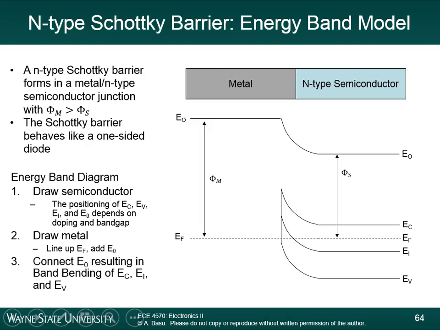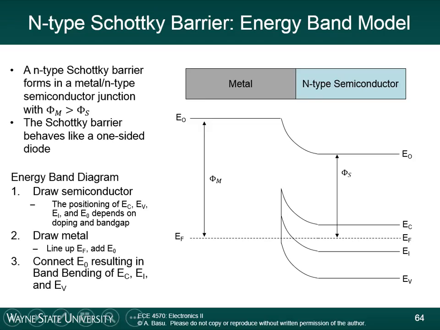Now we have to analyze what's happening here. We have a metal on one side and an N-type semiconductor on the other side. In the N-type semiconductor, we're more concerned with what the electrons are doing, because in an N-type semiconductor we have a lot of electrons and very few holes. So if there's some type of electrical conduction happening in this device, it's going to be due to the electrons more than the holes.